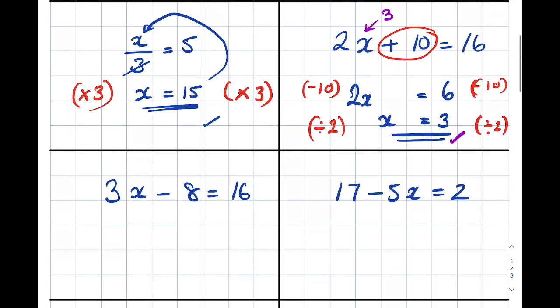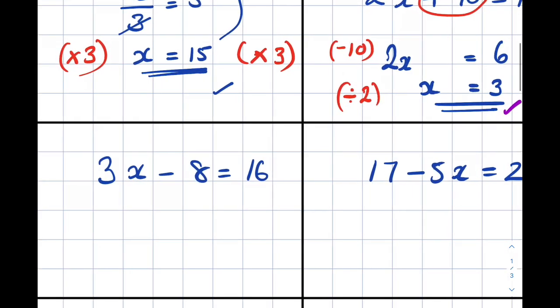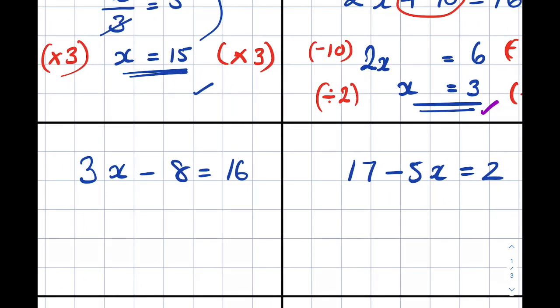Okay, just looking at the next couple again. Here, the one on the left hand side, you've got 3x minus 8 equals 16. We need to be getting rid of the minus 8. The way we can do that is to plus 8 to both sides. By plussing 8, you get rid of that minus 8 and we're left with 3x. Let's add 8 to the 16 and that will give you 24. So 3x is worth 24.